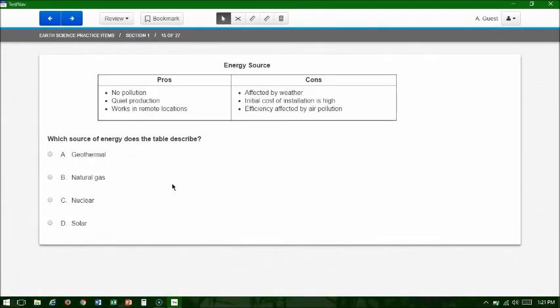In number 15, we are given descriptions of an energy source, and we have to determine which source of energy the table describes. No pollution, quiet production, works in remote locations, affected by the weather, and efficiency affected by air pollution. The correct answer is D, solar energy.